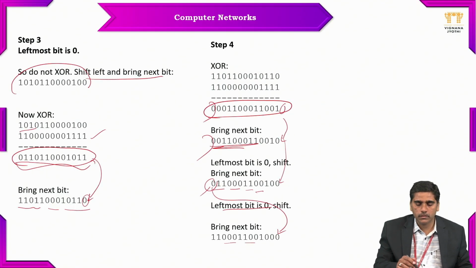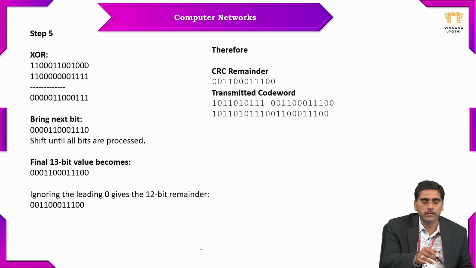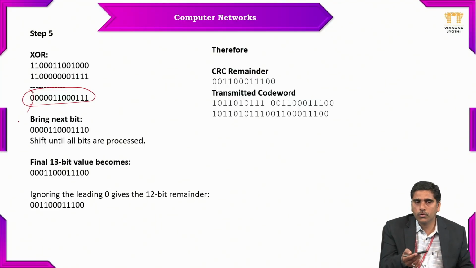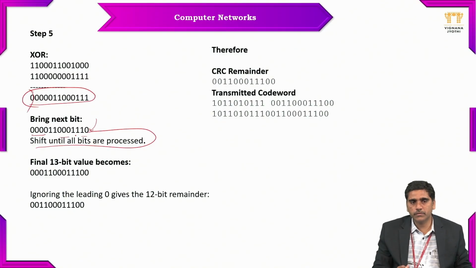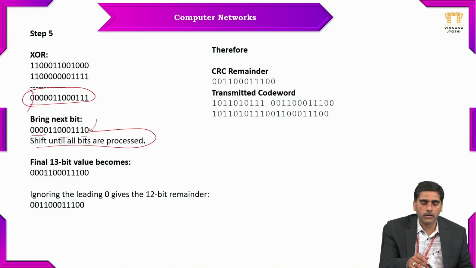And step 5 is the same. Again here you can see the leftmost bit is 1, so perform the XOR operation with the same divisor, and you will get the output, and bring the next bit. Here, what is the leftmost bit? 0. So no need to perform any XOR operation. Then bring the next bit 0 down. So 0 0 0 0 1 1 0 0 0 1 1 1 and 0 will be added here. Shift until all bits are processed. Till all the remaining bits are processed, 0 bits will be added.